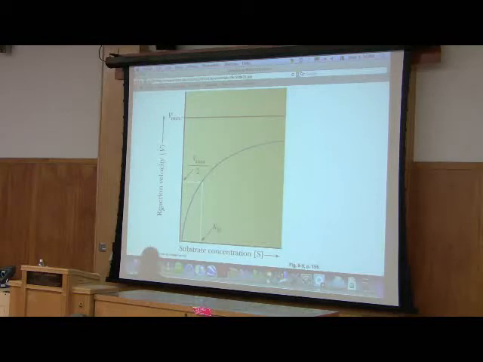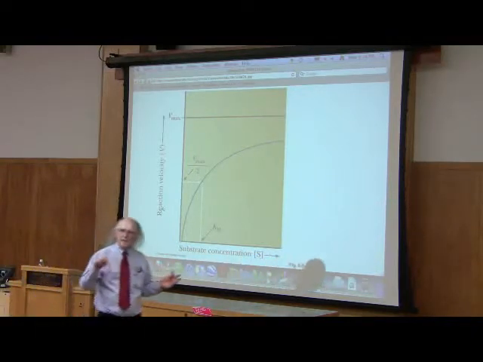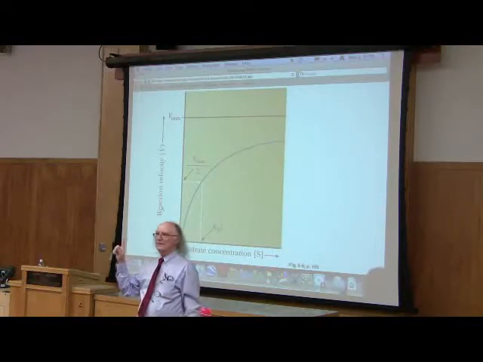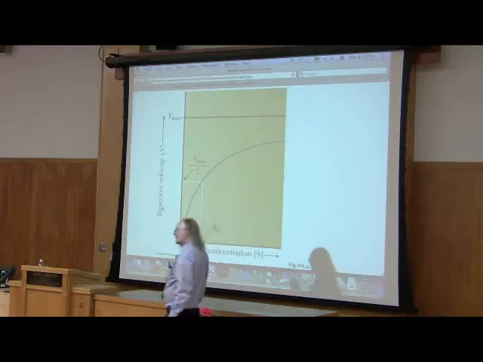It's number 2, because it takes less to get to half Vmax. It's literally grabbing that substrate. God, I love you guys, right? Low Km means high affinity. Low Km is high affinity.